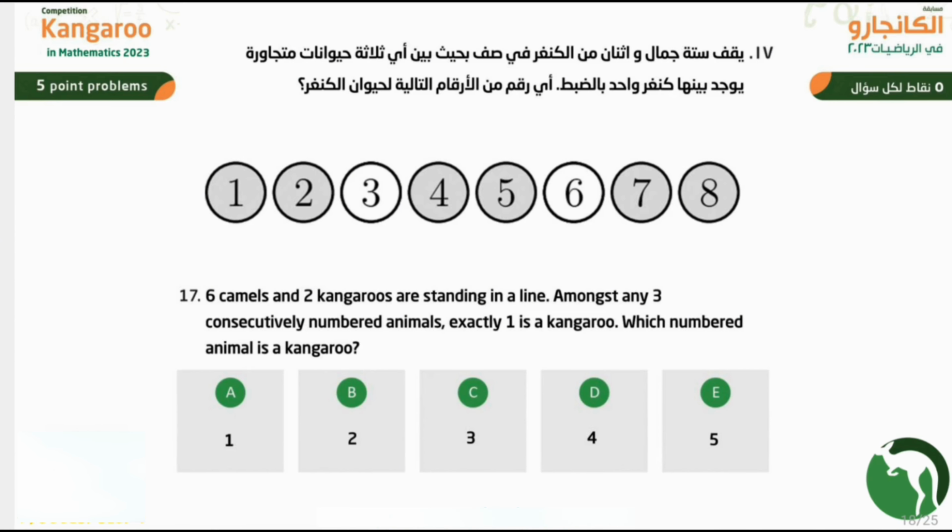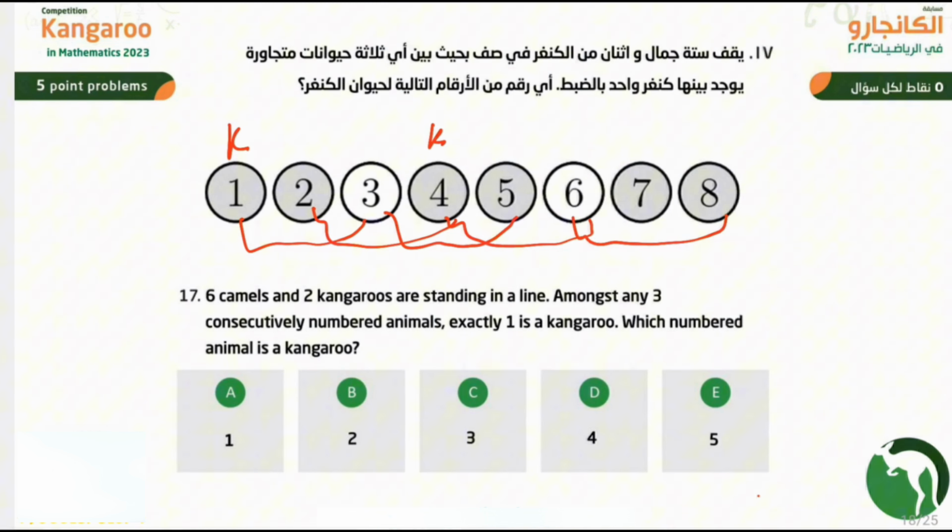So at first, if we assume that the first one is a kangaroo, then amongst these 3 here, the condition is satisfied. And here we are not going to place any kangaroos here or here. So in order to satisfy the condition for this three, we should place a kangaroo here. Now for this three it's satisfied, for this three is satisfied, and for this three is also satisfied. But for this three here, the condition is not satisfied.